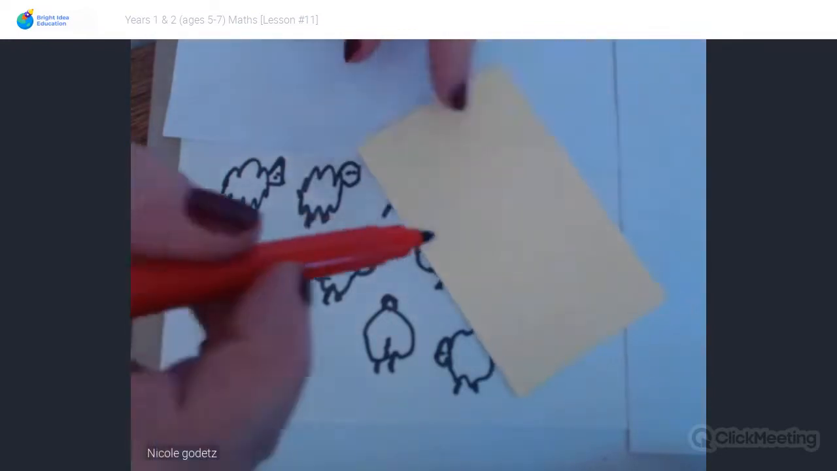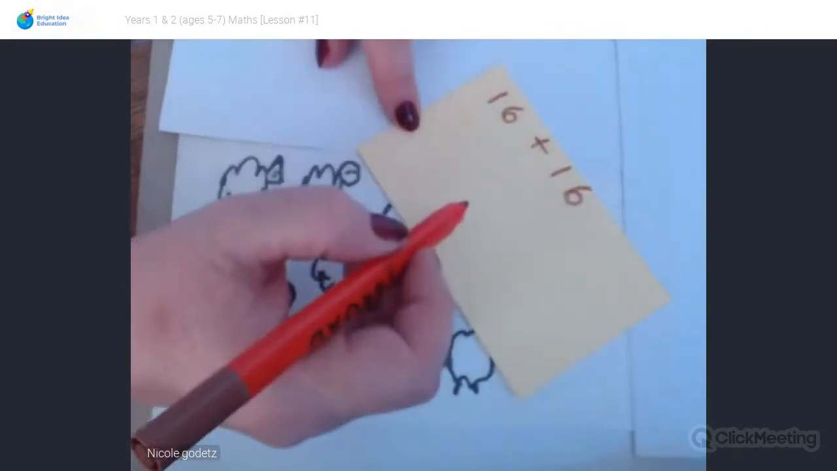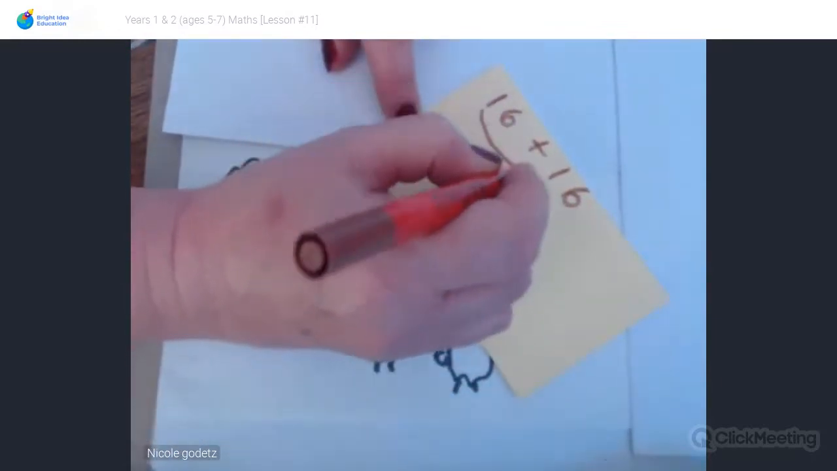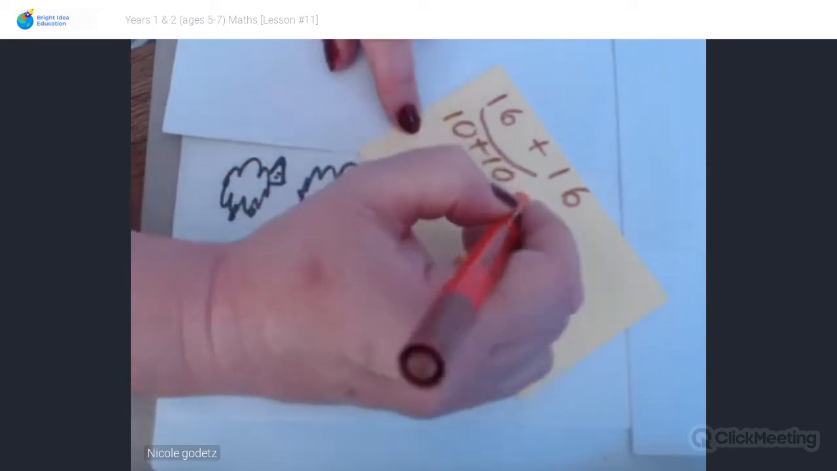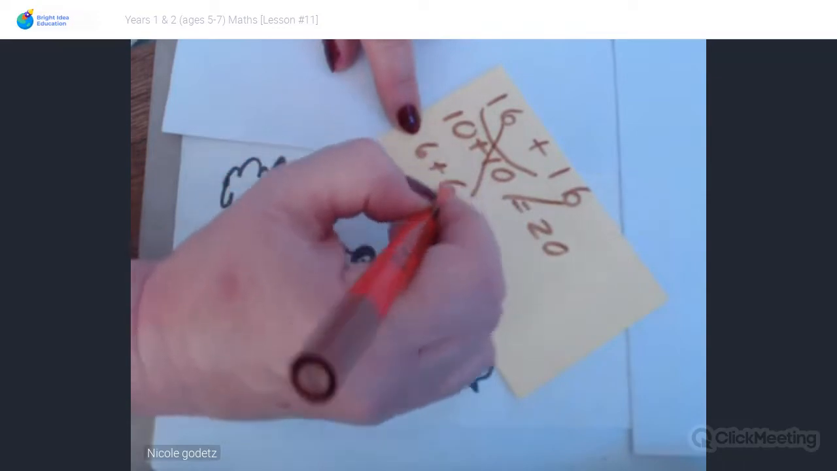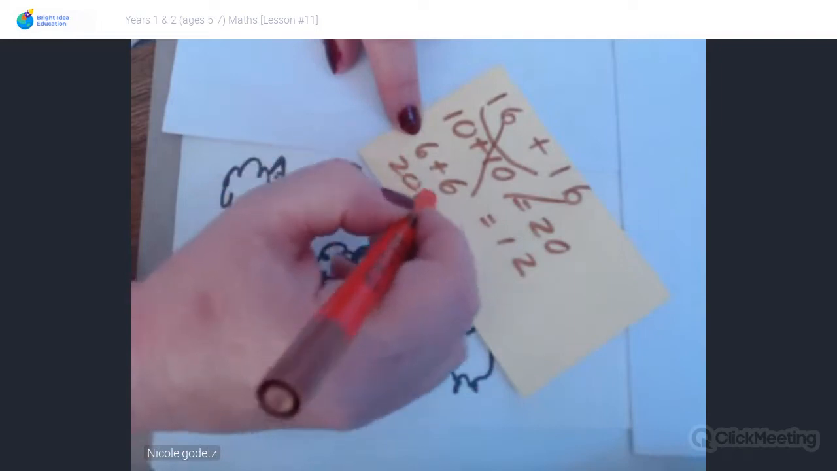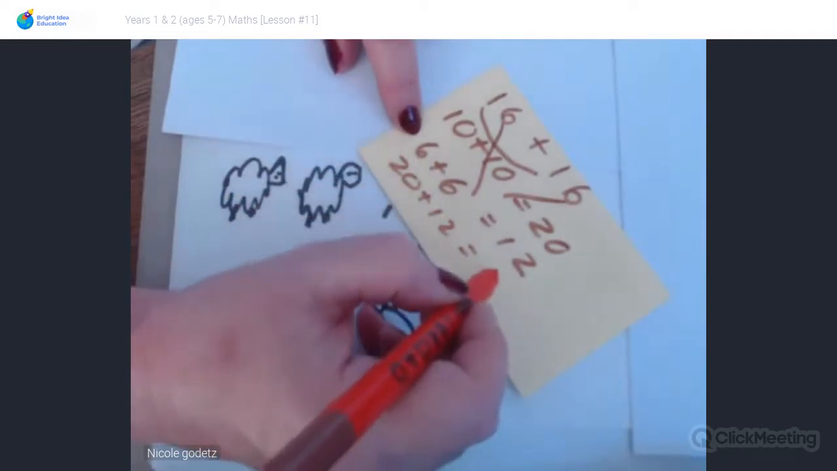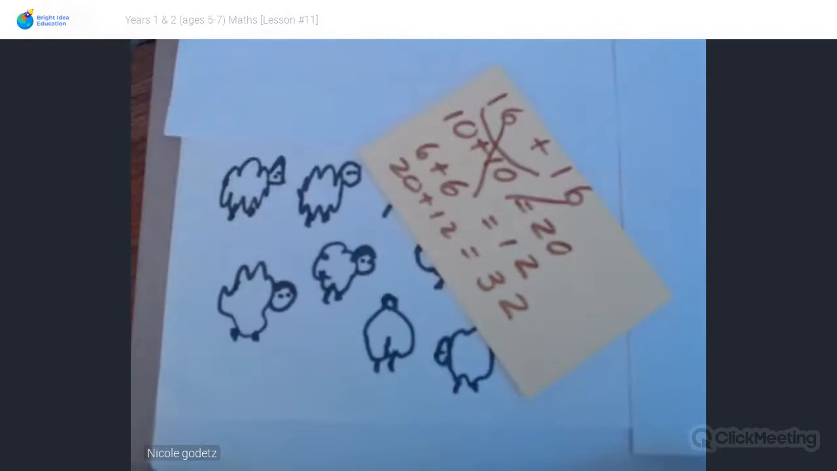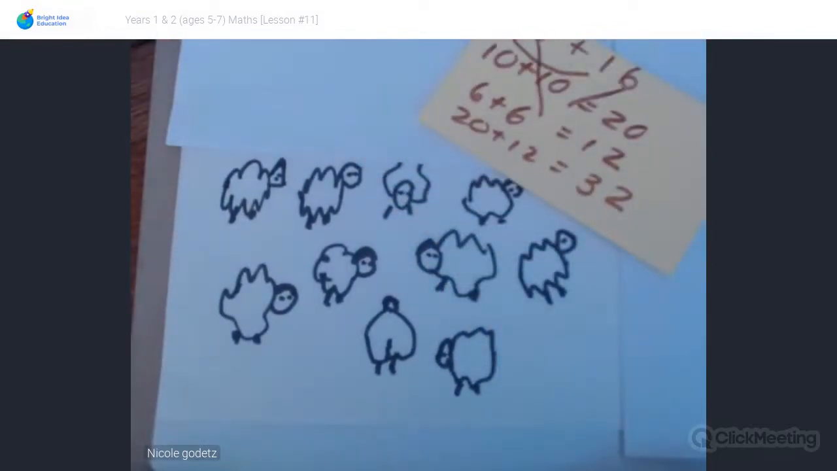Now, if I was going to do 16 and 16, and I was finding it a bit tricky, I would say, okay, I could add the 10s together. So 10 and 10 equals 20. And then I could add the 6s together. 6 and 6 equals 12. And then I could say, oh, that makes it a bit easier. 20 and 12 is 32. I would bring them down and do it like that.